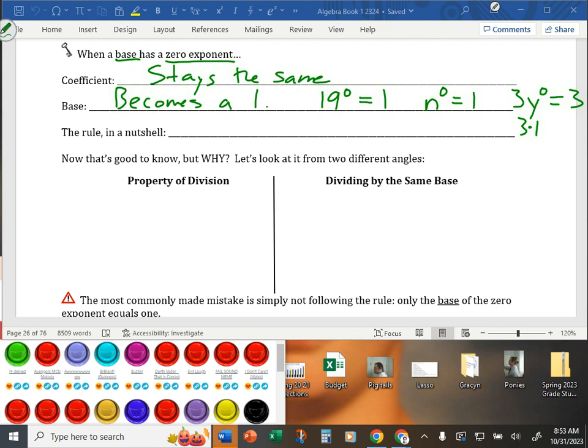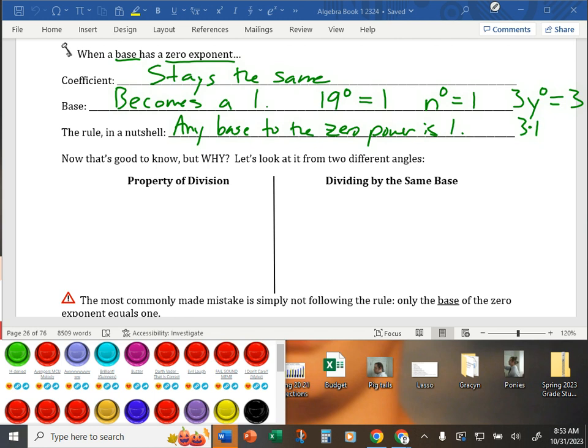So the rule in a nutshell is that any base to the 0 power is 1. Any base to the 0 power equals 1.